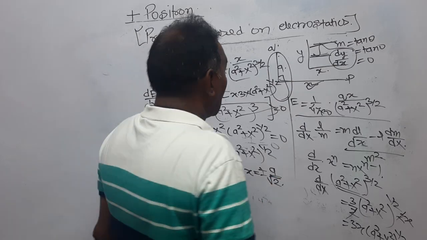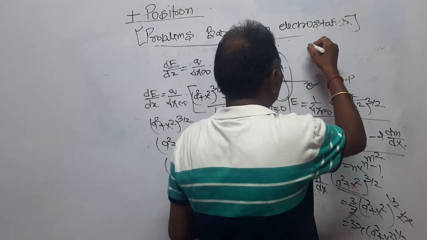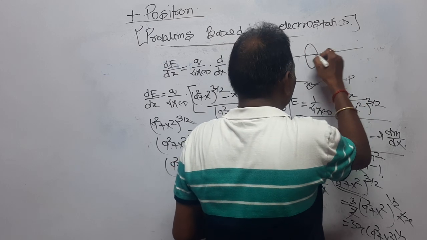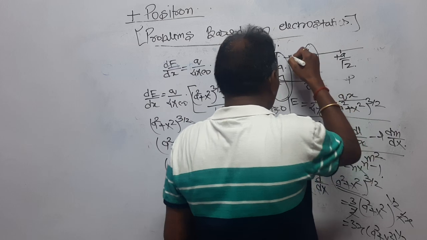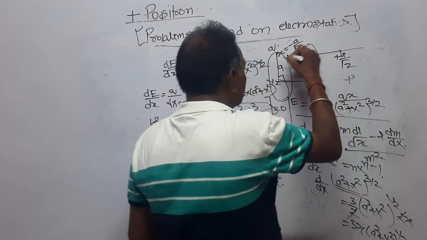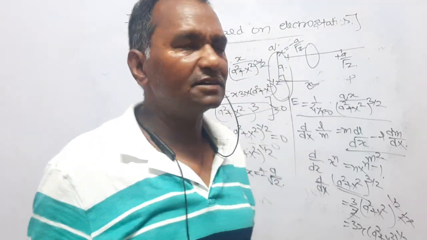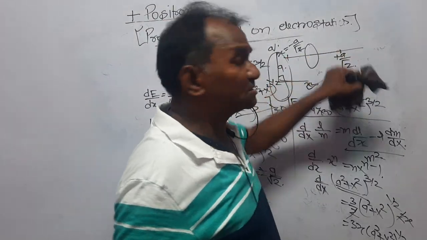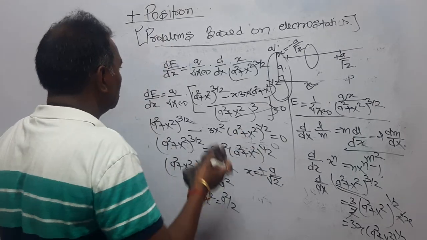This means, this is your ring, right? Either on this side x is equal to plus a by root 2, or on this side x is equal to minus a by root 2. At these 2 points, the electric field due to the ring will be maximum, and these 2 points lie on the axis of the ring.